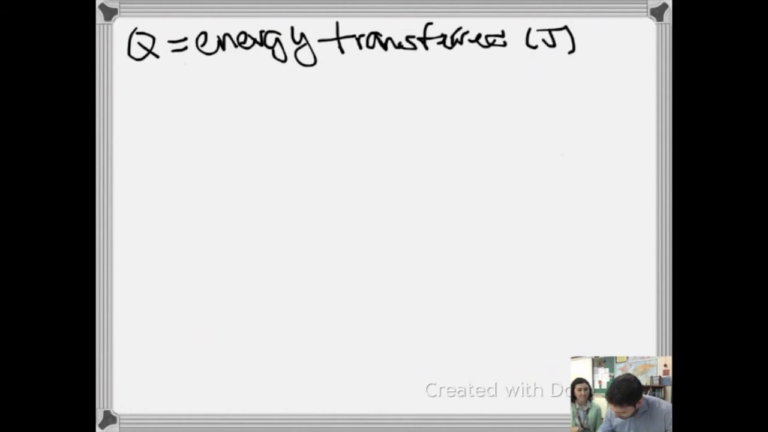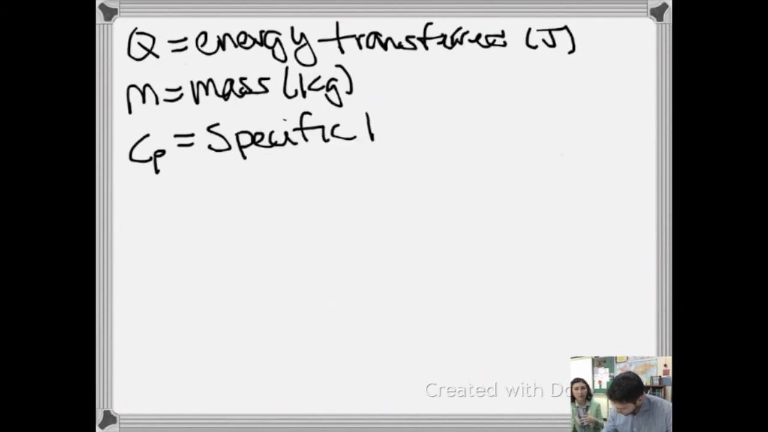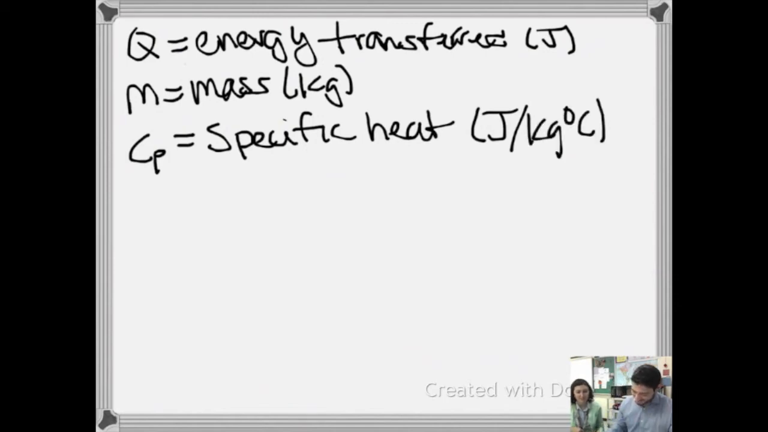Then we have M. What is our trusty M? M is mass, the mass of the object that we're talking about. And how do we measure that? In kilograms, which is kg. And then we have CP. CP is the specific heat. That's a constant value for every object. Water has a specific amount of energy that it takes to raise the temperature. Milk has a different specific heat. Rocks have a different specific heat. It's just a constant value for whatever it is that you're talking about. And we measure that in joules per kilogram degrees Celsius. It sounds kind of funny, but that's what it is.